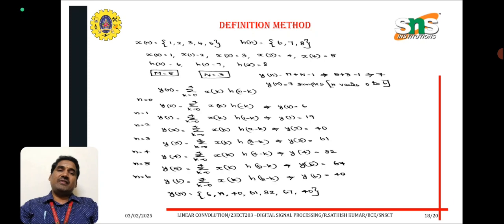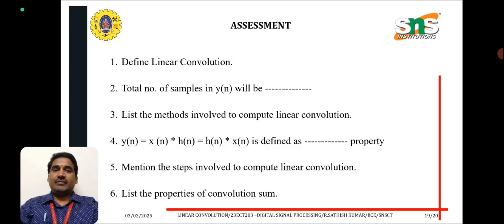And then substituting the values for x of k and h of n minus k, we get the result y of n equal to 6, 19, 40, 61, 82, 67, 40. This can also be verified using the tabulation method or the multiplication method.